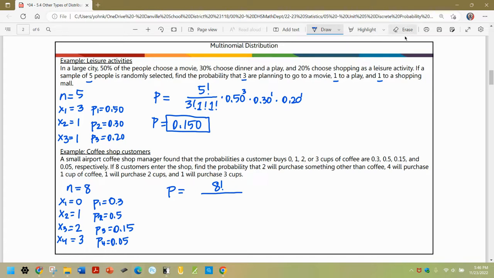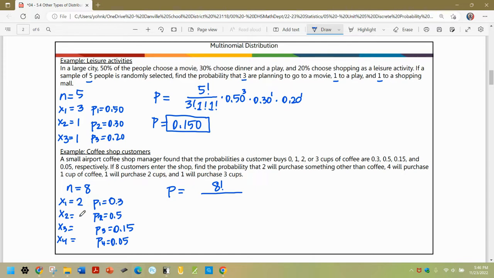Wait, hold on one second. These outcomes are not supposed to be the actual outcomes, but they are supposed to be the number of people that do that. So x sub 1 should be 2, because 2 people are going to purchase something other than coffee. There we go.